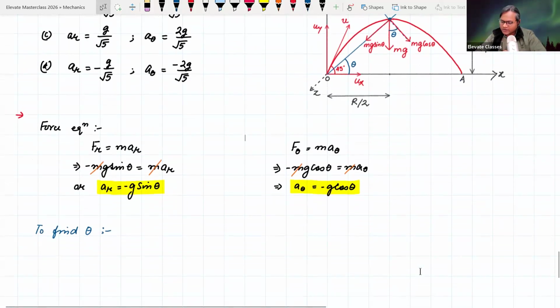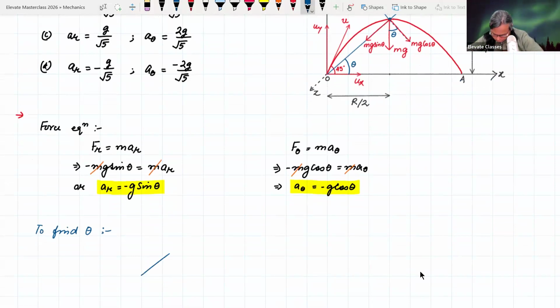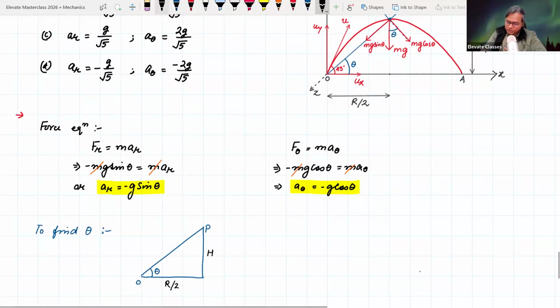So if you look at the position vector components, if we look at this triangle, so this is point O and this is point P, then this is theta. Then what is this? This is the height. What is this? That is half of the range. Okay. So we can say that tan theta is equal to height upon range upon 2.